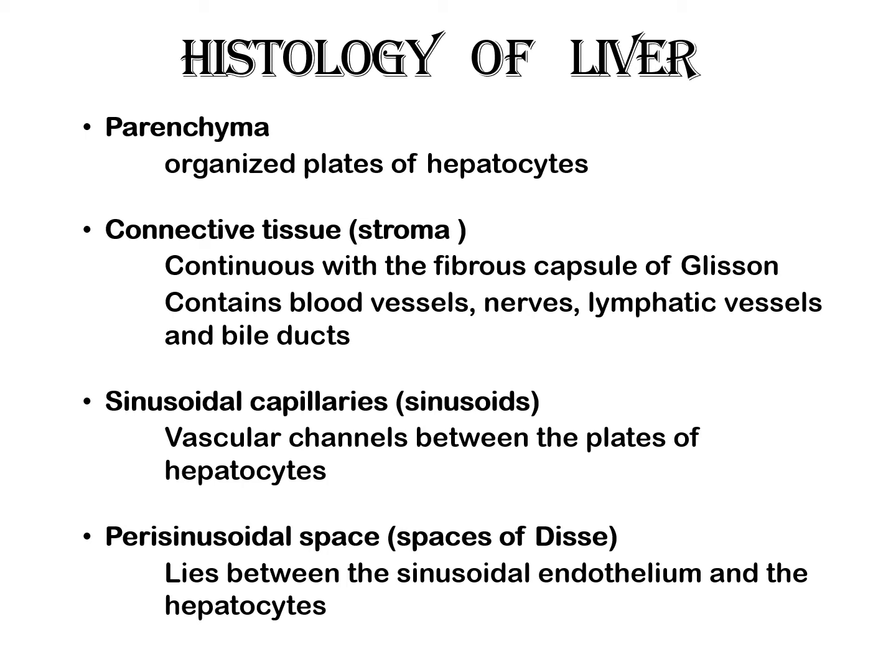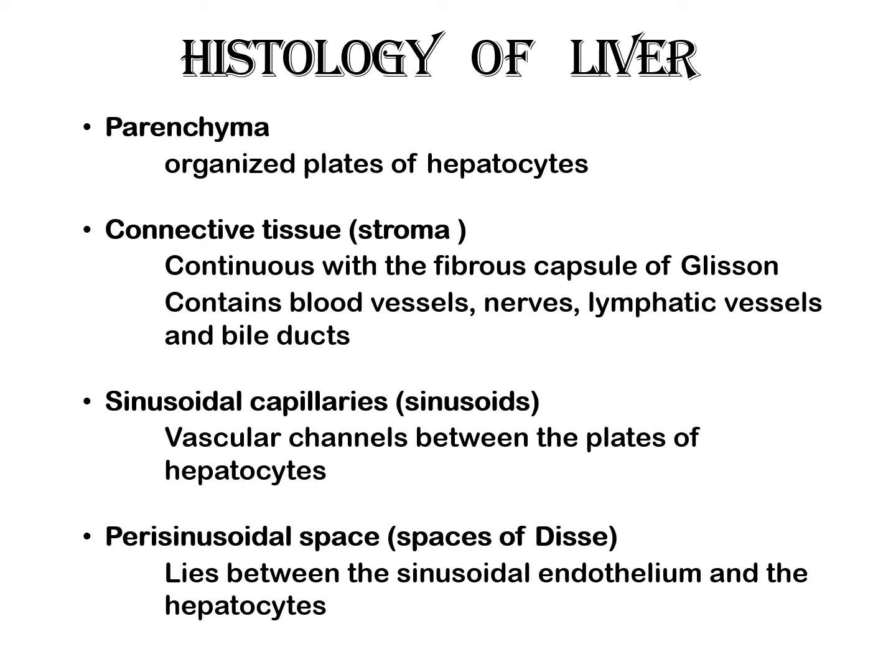They are arranged in plates one cell thick with sinusoids on either side, with a radial arrangement in the center of the lobule. Hepatocytes carry out synthetic and metabolic functions of the liver. The second is stroma, which is the connective tissue of the liver. The connective tissue or stroma continues with the fibrous capsule of Glisson. It contains blood vessels, nerves, lymphatic vessels, and bile ducts.